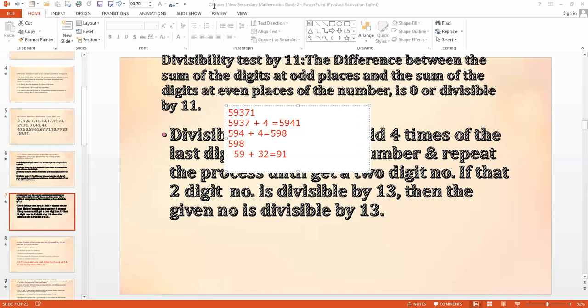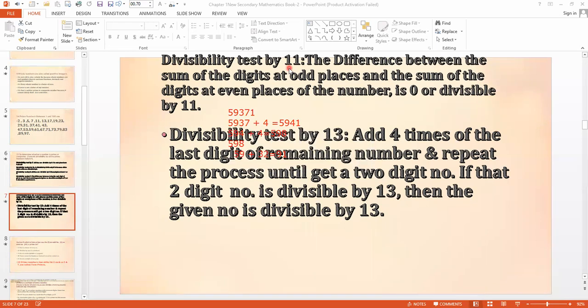Okay. Now I have to move towards the next slide. Just give me a few seconds. First I have to erase this, then I have to move.